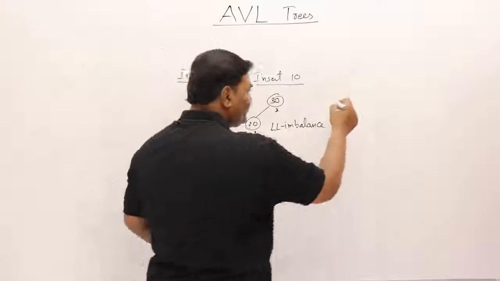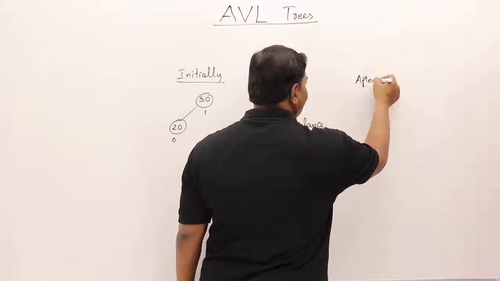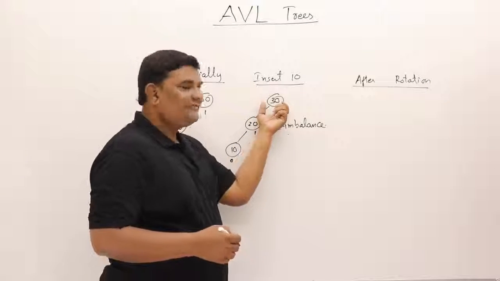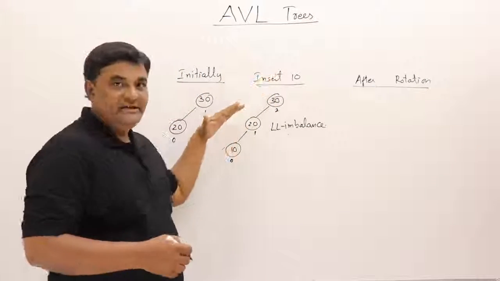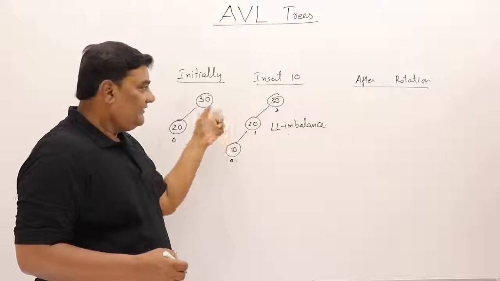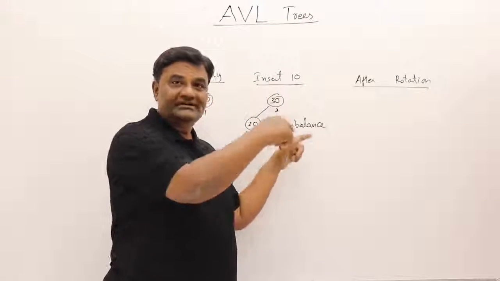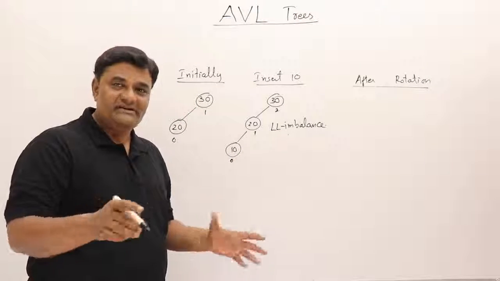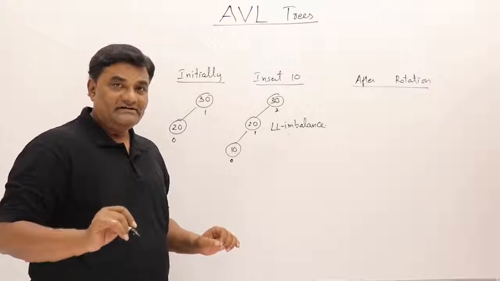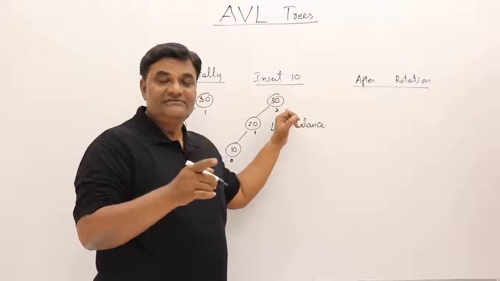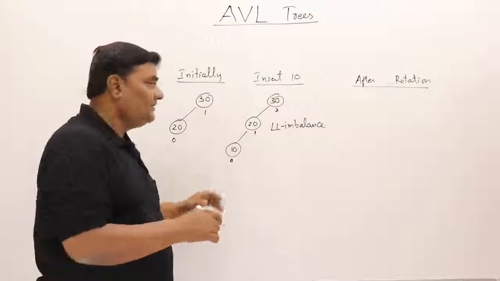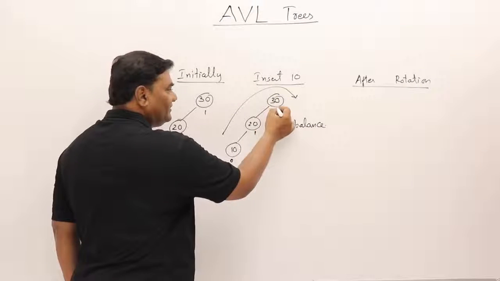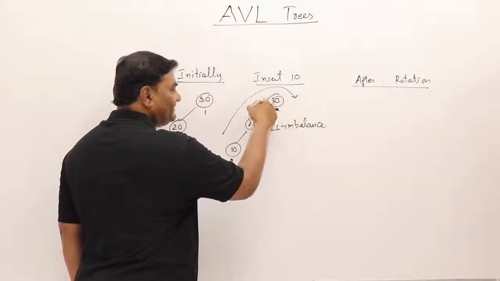Now I will perform the rotation. What type of rotation should I perform? See, for this node, the balance factor is 2, so it is heavy on the left hand side. If its balance factor is minus 2, then it means it's heavy on the right hand side. I don't have to check which side it is heavy. But one important thing is this node became imbalanced because we have inserted on left of left. So over this node we will perform this type of rotation.